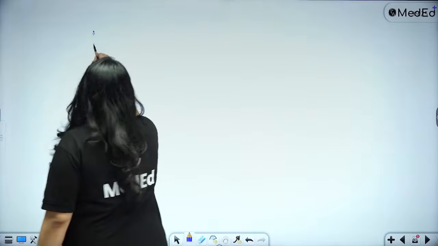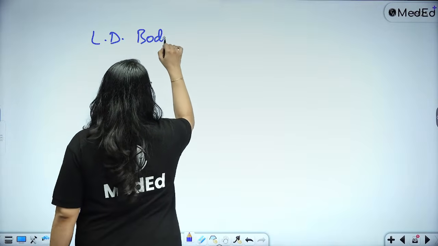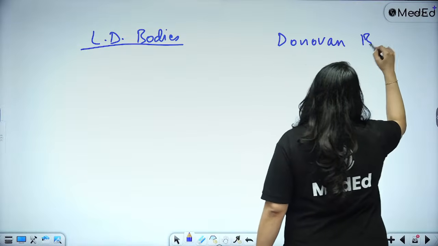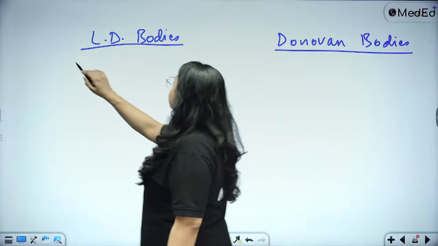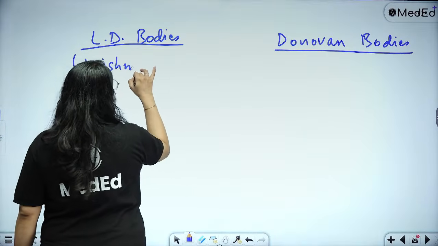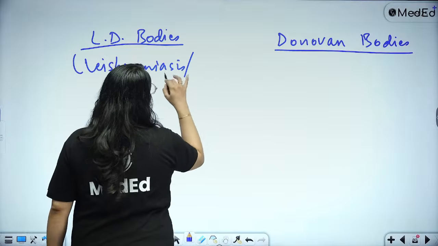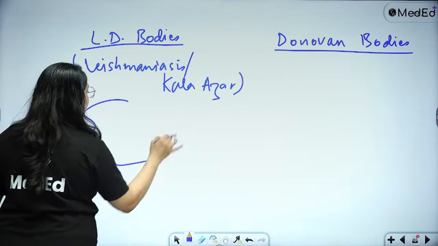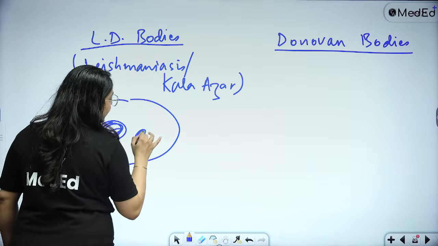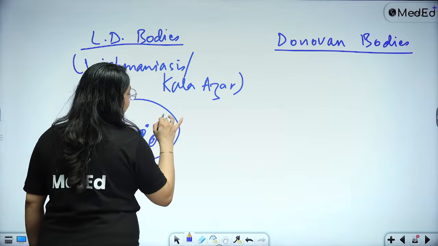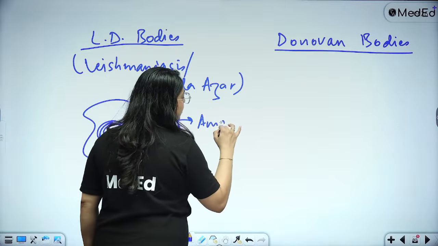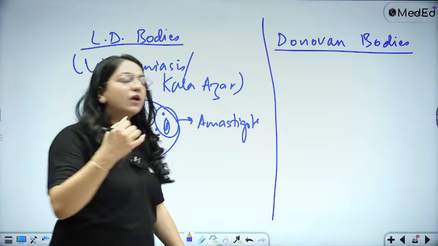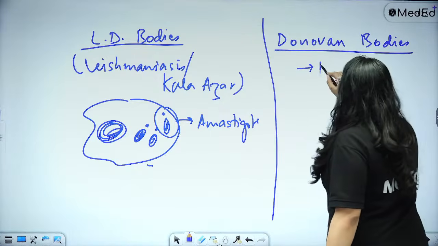So you have the LD bodies and the Donovan bodies, right? LD body is seen in Leishmaniasis or Kala Azar. What is it? This is a macrophage and you have nucleus, kinetoplast, nucleus, kinetoplast, nucleus, kinetoplast. This is the amastigote form of Leishmania. Mastigote means flagella, amastigote means without flagella. Donovan bodies are in donovanosis.